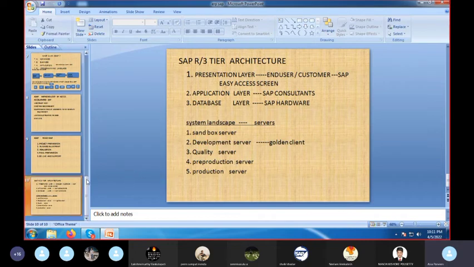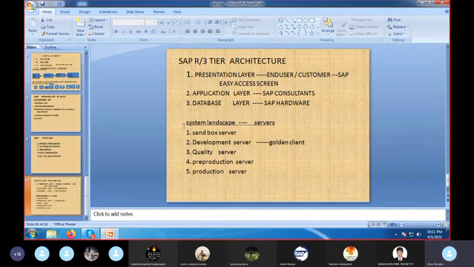And I did not write here the different types of projects. So there are different types of projects like implementation project, rollout project, upgrading project, mergers and acquisitions. Implementation project means non-SAP to SAP conversion, so all migration. So all configurations will be done there.